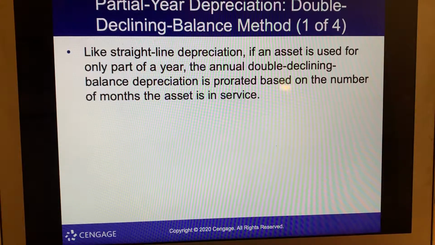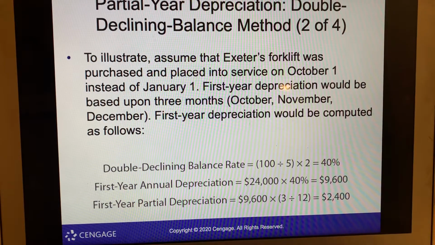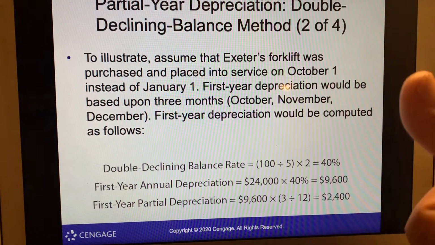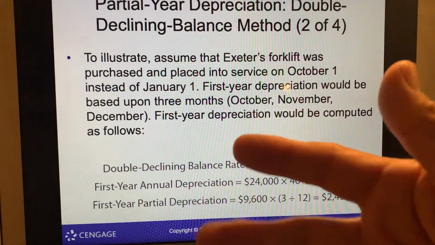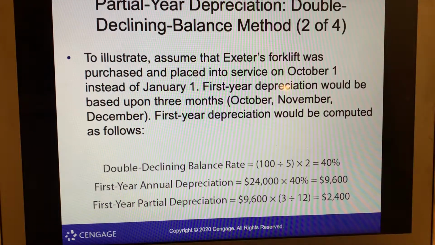And the last example, like straight line, if an asset is used for only a part of a year, the annual double declining balance depreciation is prorated based on the number of months the asset is in service. So double declining will be 40%, and then we go 24,000 times 40% will give us 9,600. Now we go 3 out of 12 again because we're using 3 months out of the 12, because we purchased it. We have to do October, November, December, so that's how we get the 3 months. Okay, so when we times that by 9,600, we get $2,400 for those 3 months of service.